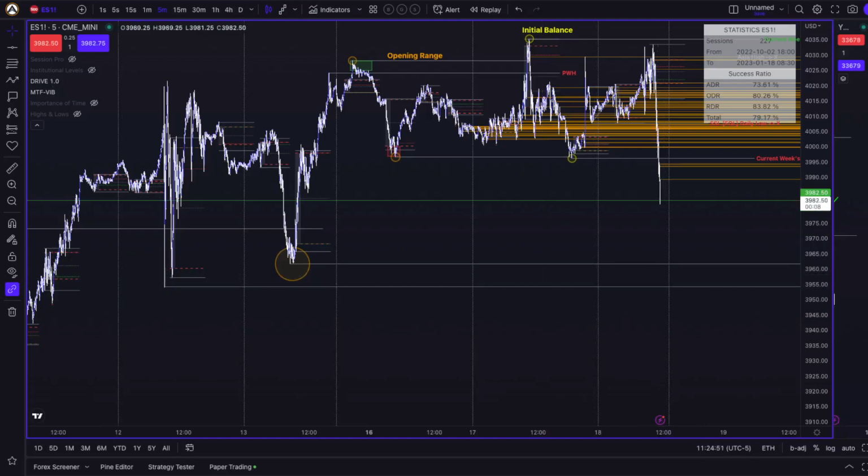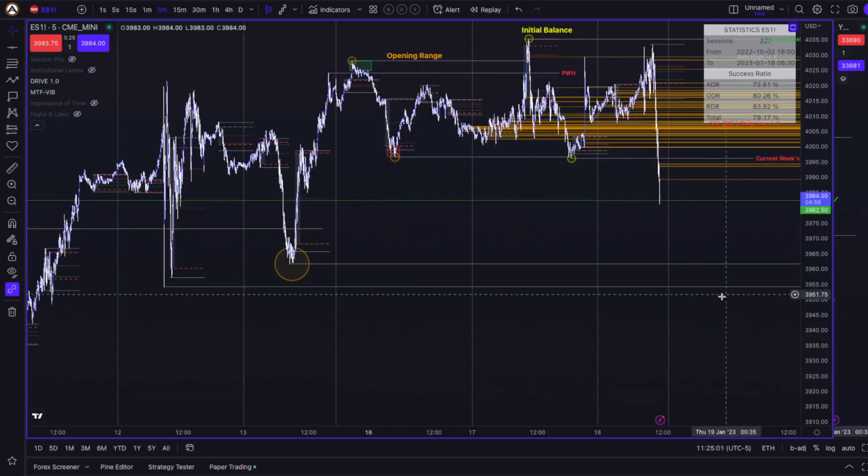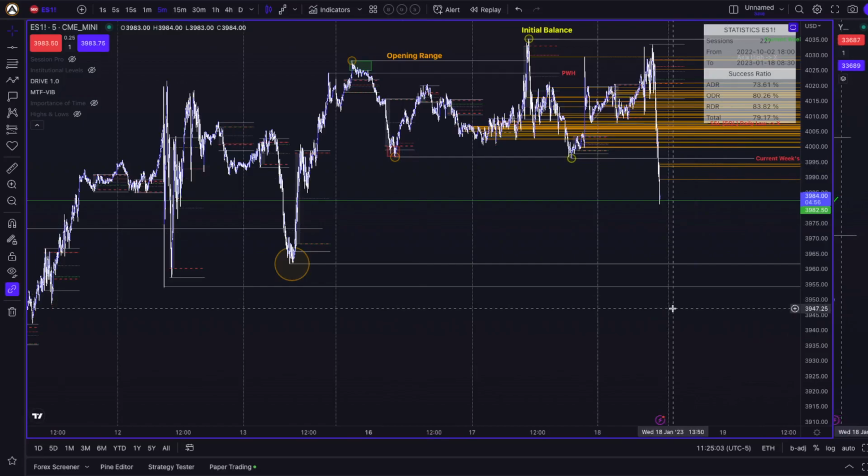Take care and trade safe. If you decide to trade this New York session, maybe watch what ICT is tweeting after 1 p.m., right around this time here for the PM session. Maybe he shares some cool insights or some targets that he likes to see taken on.